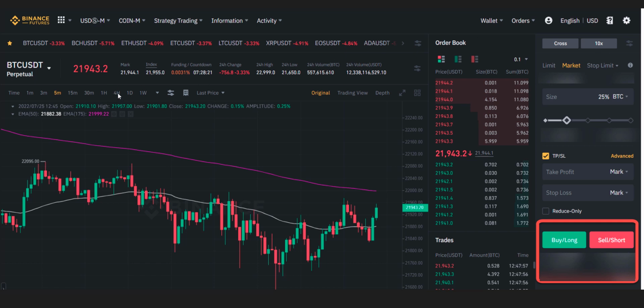If you're in the 4 hour, trade at 2x. If you're in the 1 hour, trade at 3x. If you're in the 5 minutes, trade at 5x, especially if you're a beginner. Later, you could adjust your leverage, right? But as a beginner, I suggest you take as minimal risk as possible. And as for the size of your trade, only use 25% of your capital at a time.